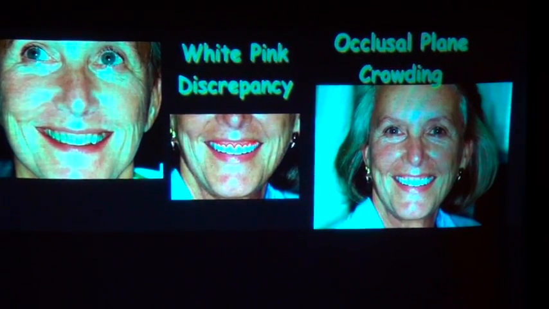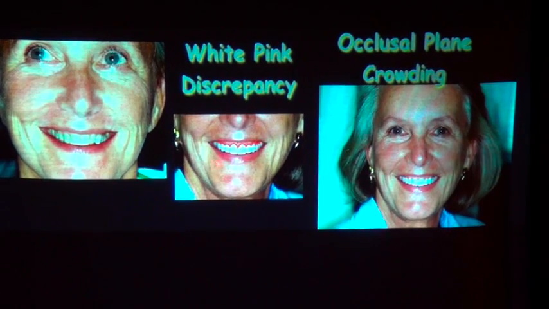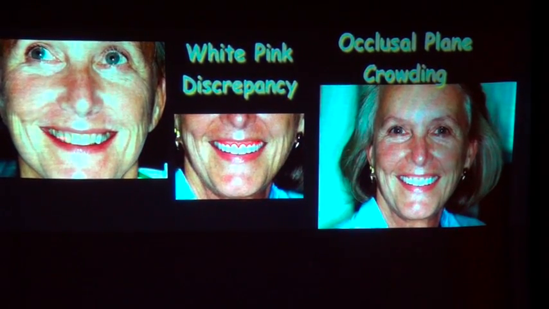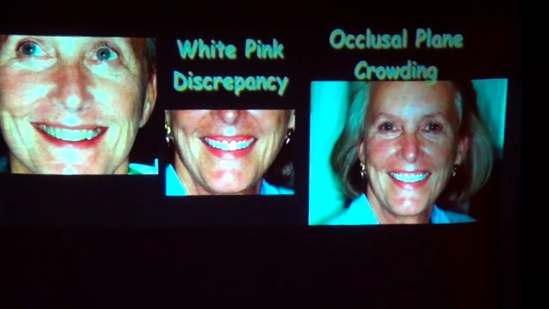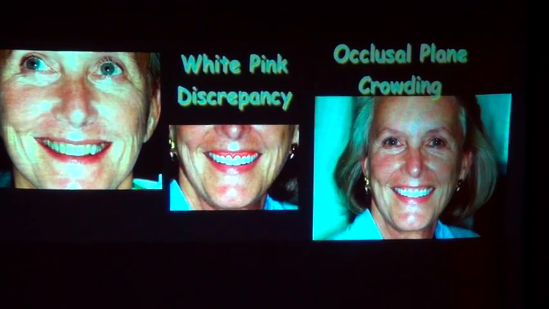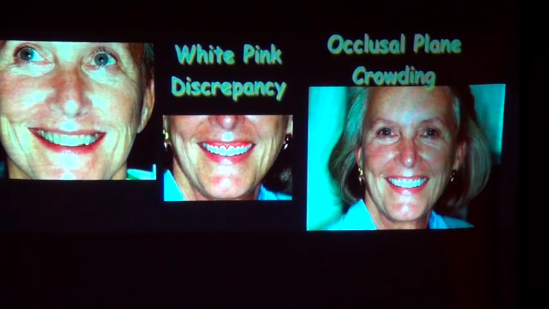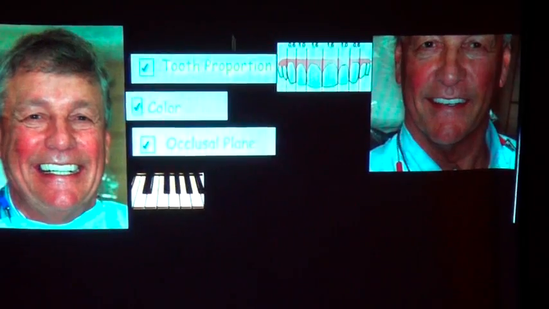And needless to say, is the white-pink discrepancy. When you have a lot of gingival tissue here, you want to outline where the gingival tissue is now, where you want it to go, and you can design it. And that's another level of sophistication that we're going to table for discussion tonight, but to include it.